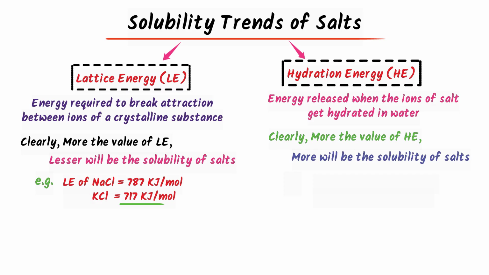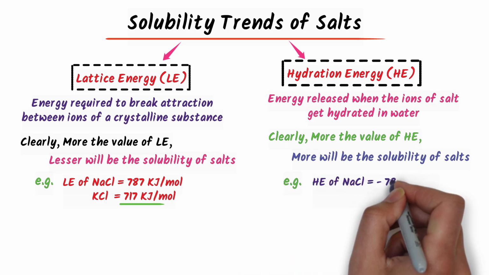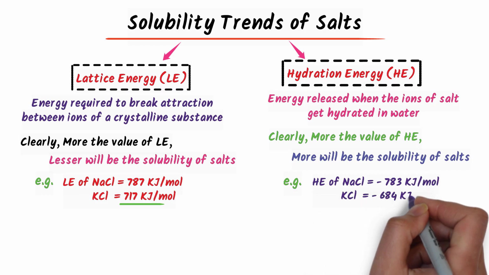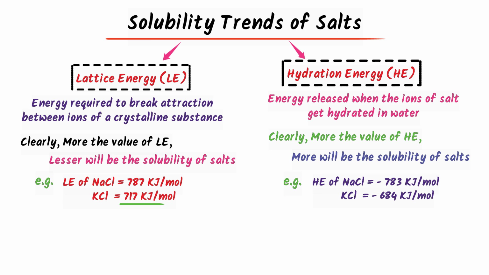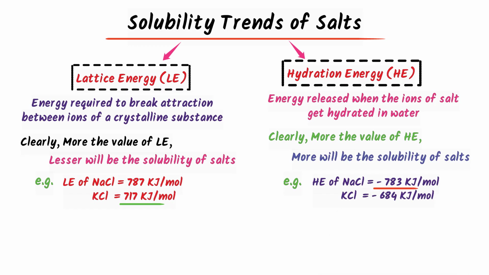For example, the hydration energy of sodium chloride is around negative 783 kilojoules per mole, and that of potassium chloride is around negative 684 kilojoules per mole. On comparing, there is more energy release in the case of sodium chloride as compared to potassium chloride. Therefore, sodium chloride is expected to be more water soluble than potassium chloride as far as the hydration energy factor is concerned.